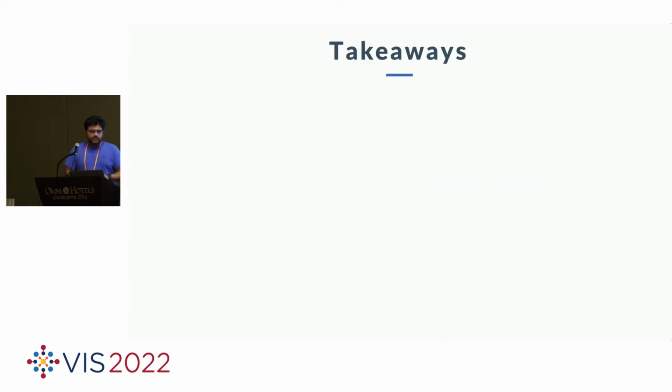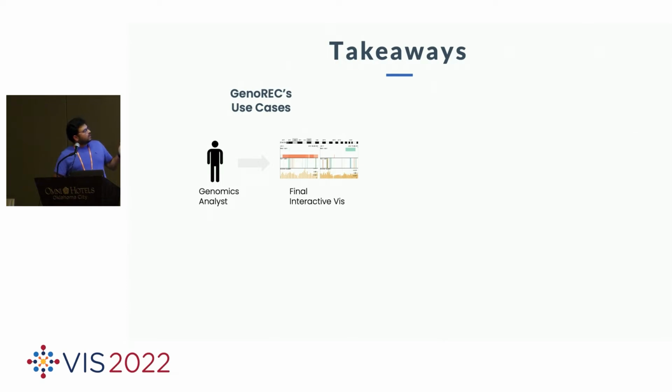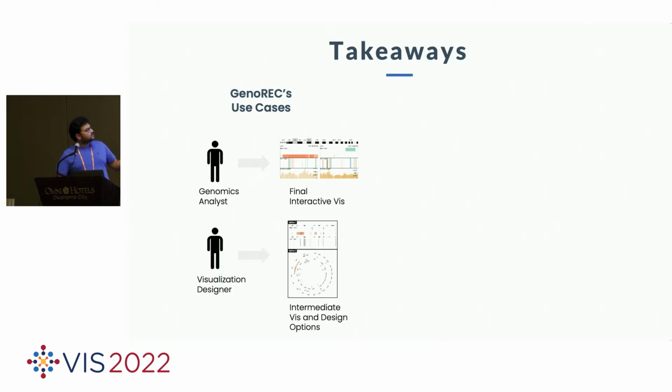So I'm just going to talk about some takeaways from this work. I've already discussed that the primary goal was to help genomics analysts get final interactive visualizations. However, I think there's a secondary goal which could be very important with recommendation systems, especially this one: visualization designers could use these recommendations as an intermediate visualization design option and build over it. Because this is a recommendation system, we also want to extrapolate some of the findings for our system, and whether they could be utilized for future visualization recommendation systems.